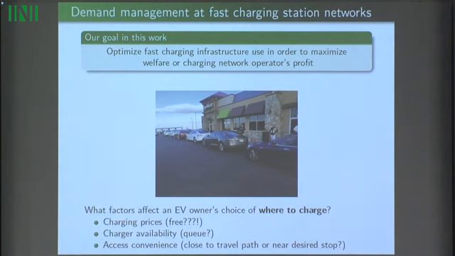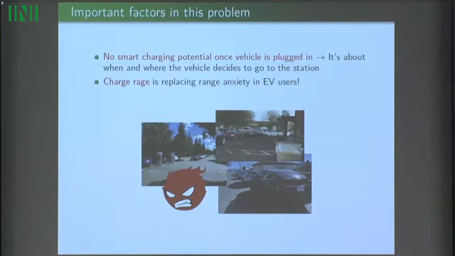Okay, so what factors affect an EV owner's decision to go charge or not? Charging prices, they're free here. They're free in most workplaces, by the way, as well. And that creates these perverse incentives that we're not modeling. Charger availability, right? If there's a long queue, you might not want to wait in it. And then access convenience. If it's right next to a highway and you're traveling, you would prefer that. Or if it's right next to a coffee shop or Whole Foods, maybe, for these people.